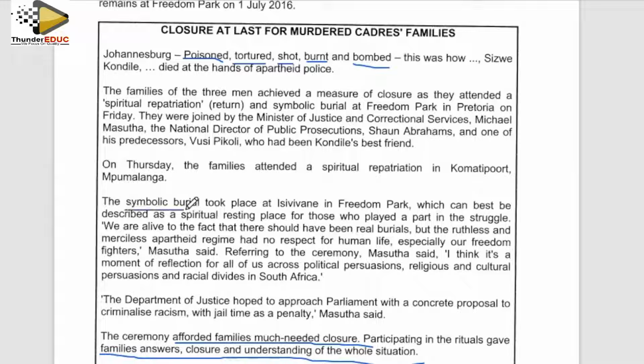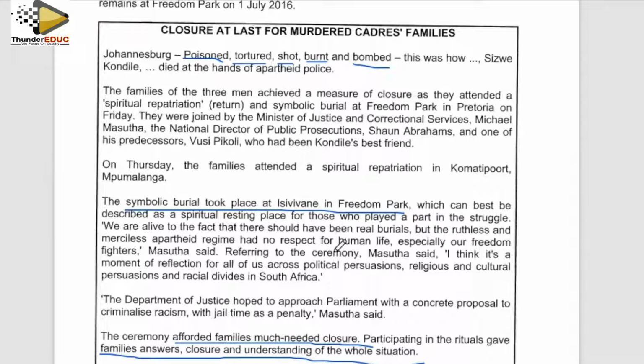The symbolic burial which took place in Freedom Park. So it's differing. This one is talking about symbolic burial, which is decent burial of the dead, though it's spiritual repatriation. But they could not afford a chance to bury their own loved one. It was buried by barbarians and thugs. So it's differing there. Those are the differences that you can figure out.